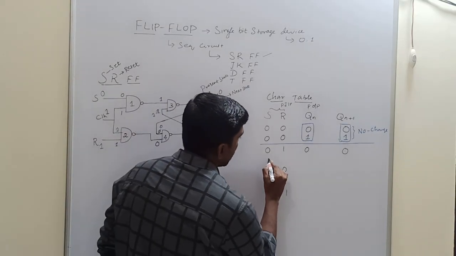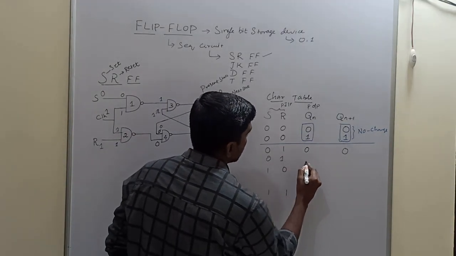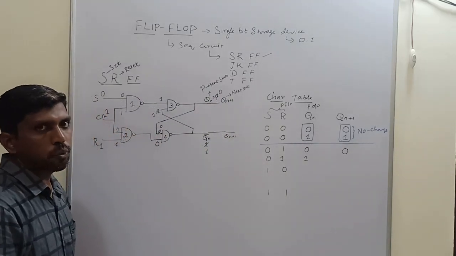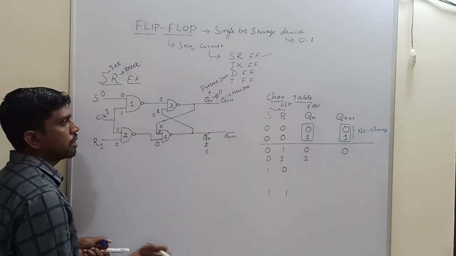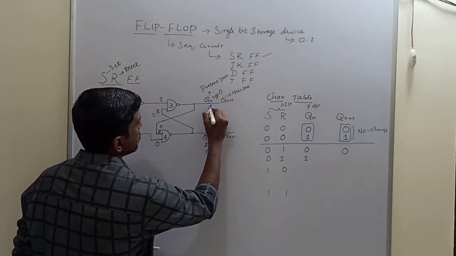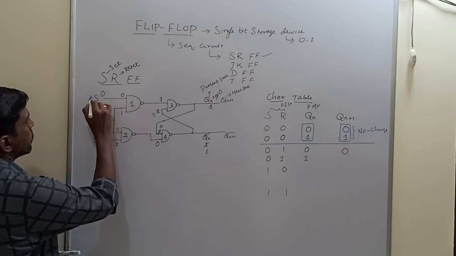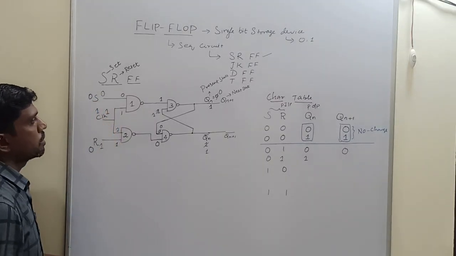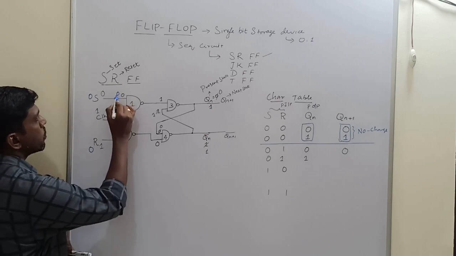Then the same input 0, 1. Let me assume Qn value is 1. So present state value is 1. Now we find what is the Qn plus 1. So Qn value is 1. S value is 0. R value is 1. Clock is 1. So now input is 0, 1.